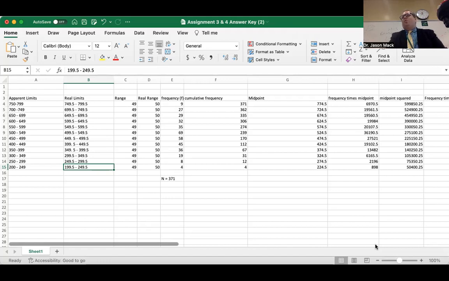So everyone knows why it's 49, right? What's the real range? No, the real range is always one more, remember? So it's 50 across the board. The real range is going to be 50 because of the 0.5, and that also has to do with your real limits, because if you take 249.5 minus 199.5, you're going to get 50. Real limits, real range.